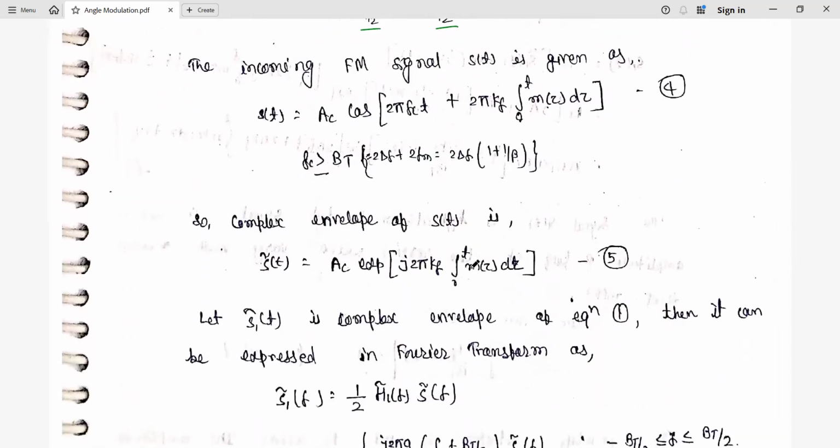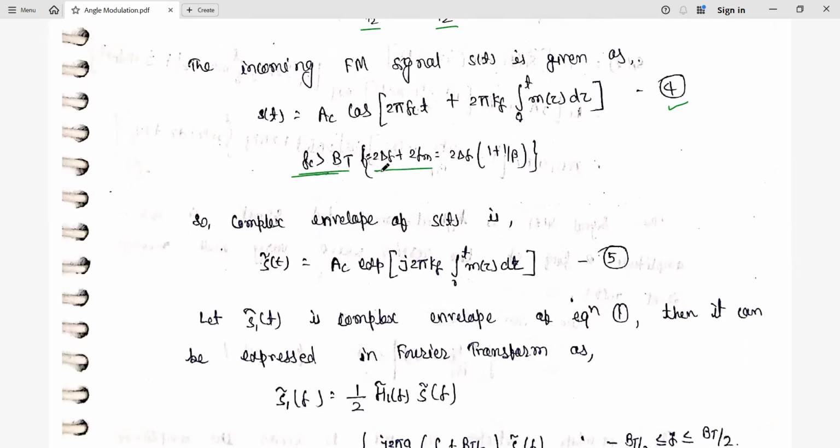Now we are going to consider the general modulated wave that we obtain, that is Ac cos of 2 pi fc t plus 2 pi kf integral of m of tau d tau from 0 to t. This expression is already available in the previous lecture when we were talking about frequency modulation. Here the consideration is that the carrier frequency should be greater than the transmission bandwidth. And the transmission bandwidth we have seen is 2 del f plus 2 fm.